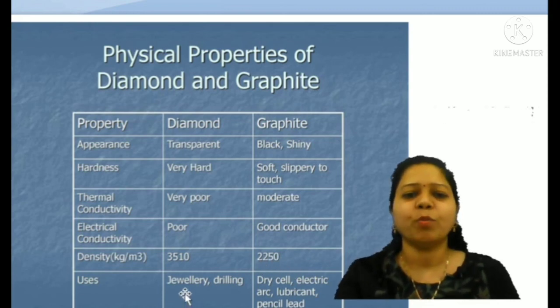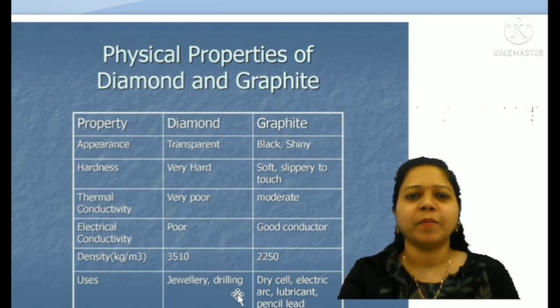Here diamond we are using to prepare jewelry and for drilling because it's very hard, and graphite we are using to prepare the dry cell, electric arc, lubricant, pencil lead, etc.